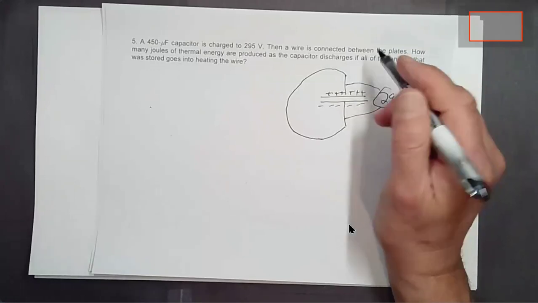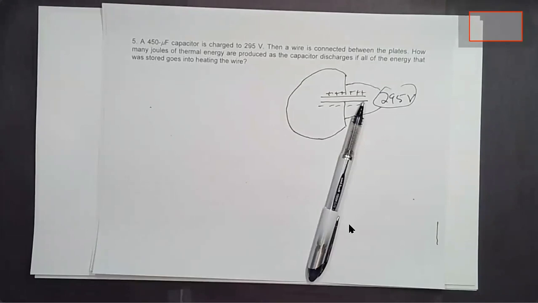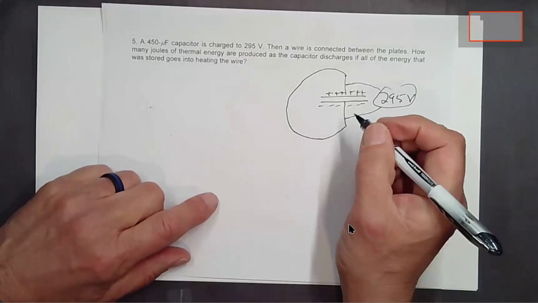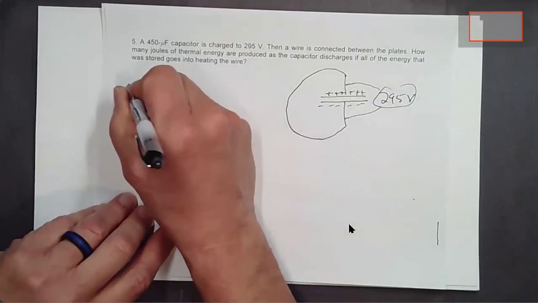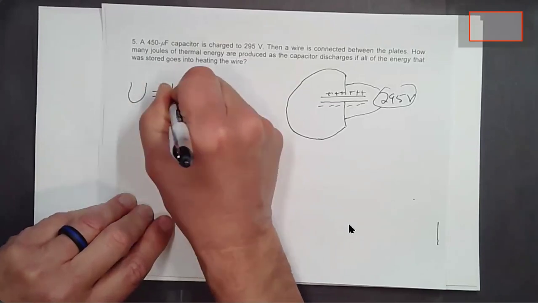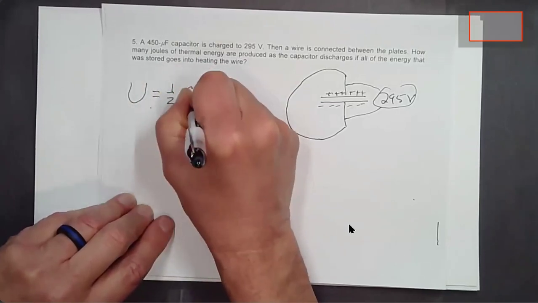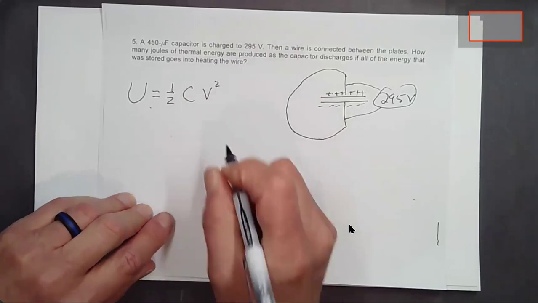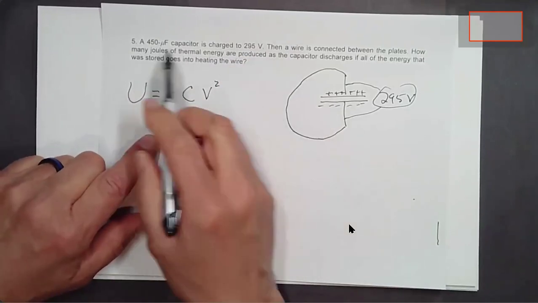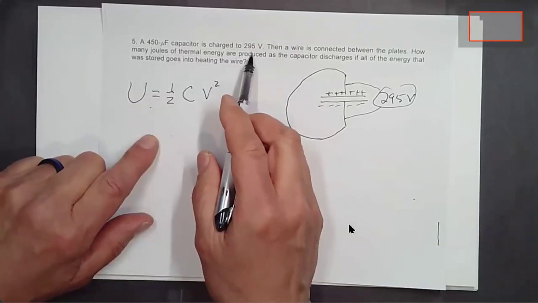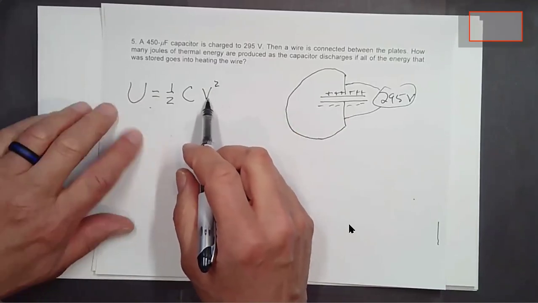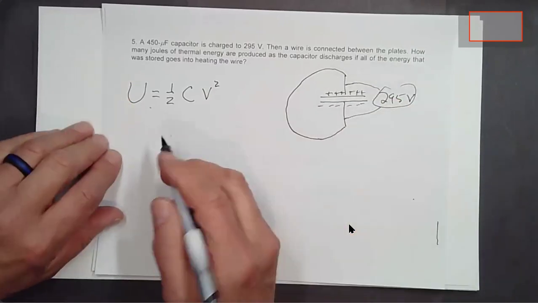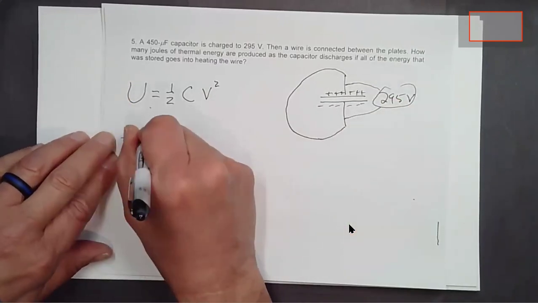Heating up the wire. So that's what will happen in this case. So how much energy is stored in a capacitor? That energy is 1/2 CV squared. Well, we know the capacitance. We know what the potential difference happens to be. This is the potential difference between the two plates. So just plug and chug here.